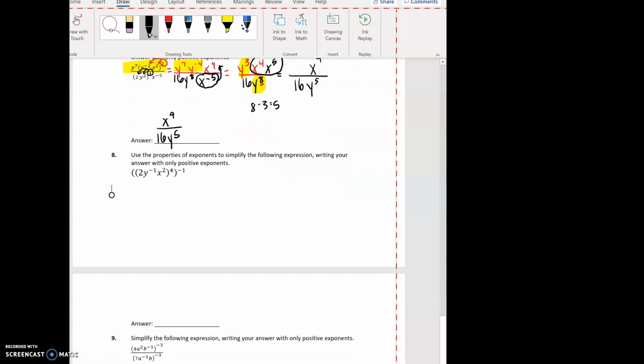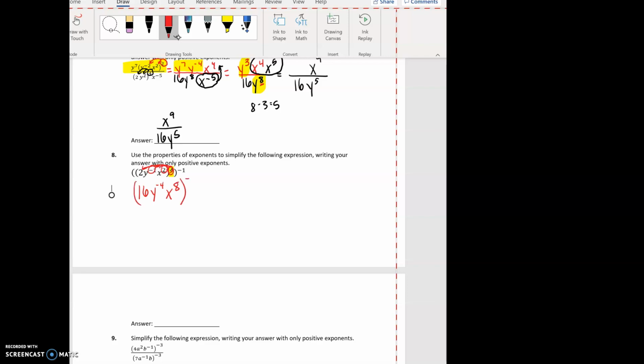All right, moving on to number 8. So write your answer with only positive exponents. A lot of parentheses going on here, so let's just take it one step at a time. We're going to start worrying about this 4. So 4 will go to everything on the inside. Okay, so 2 to the 4th power is 16. Y to the negative 1 to the 4th power will be y to the negative 4th because I'm multiplying negative 1 and 4. Then I'll have x to the 8th power because I'm multiplying 2 and 4.